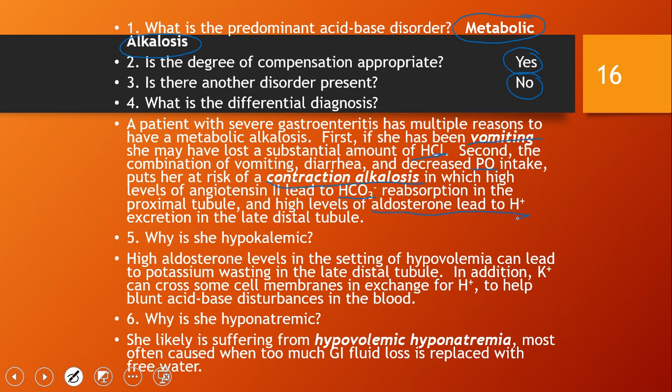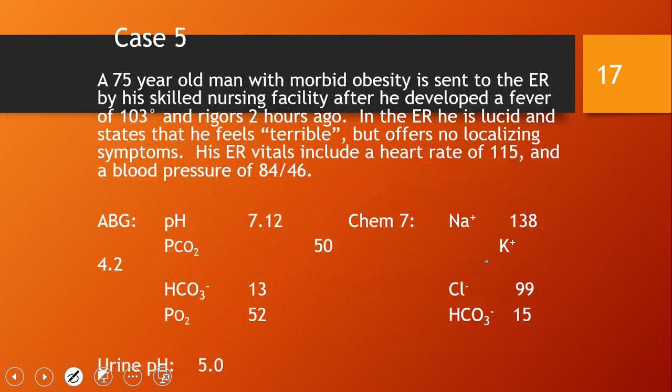So I guess if you have a lot of aldosterone, you're going to dump out a lot of potassium. If you dump out a lot of potassium, you're going to be hypokalemic, which is exactly what she has here. High aldosterone levels in the setting of hypovolemia can lead to potassium wasting in the late distal tubule. In addition, potassium can cross some cell membranes in exchange for hydrogen to help blunt the acid-base disturbance in the blood. Why is she hyponatremic? She is likely suffering from hypovolemic hyponatremia, most often caused when too much GI fluid loss is replaced with free water.